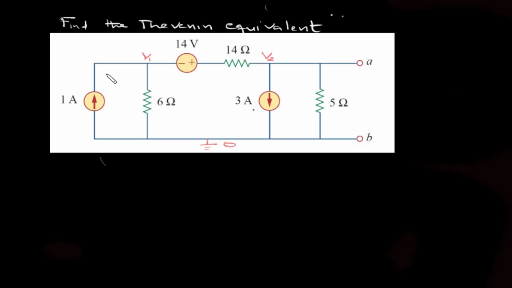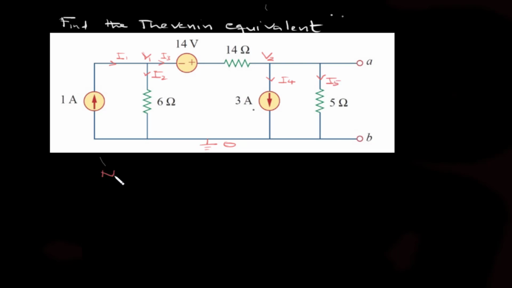We can assign the specific currents. The current here, let's call it I1. Here, let's call it I2. And here, let's call it I3. This one is going to be I4. And this one is going to be I5.